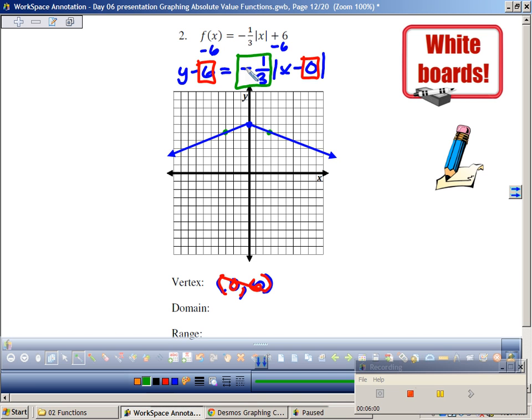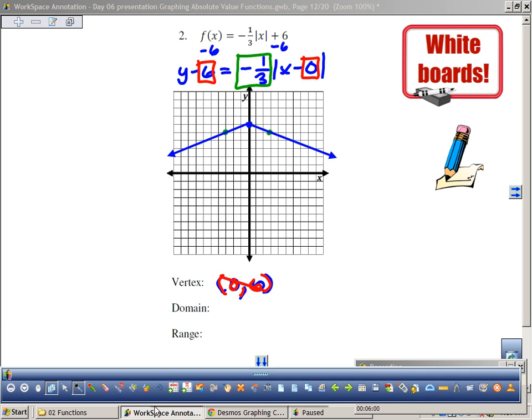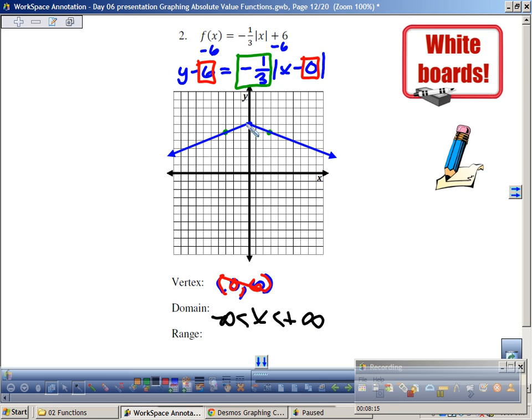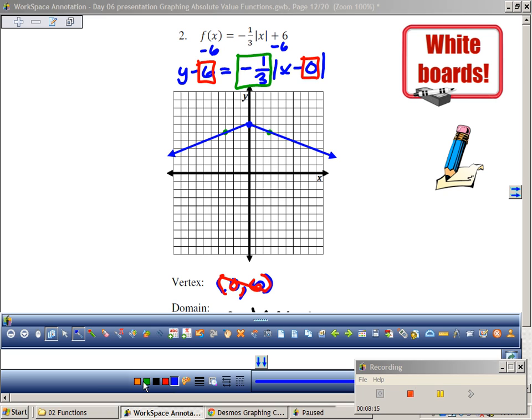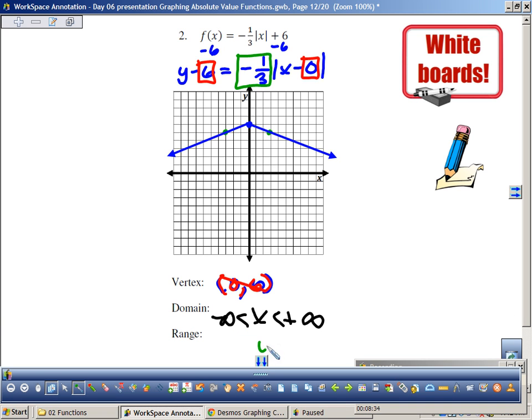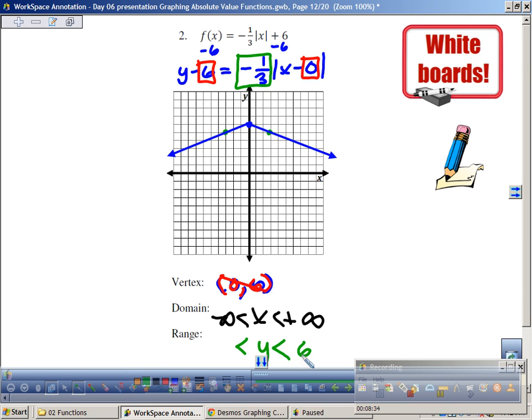Okay, so it makes sense of the problem. I'm not shifting on the x, I'm shifting up 6 on the y-axis. It has a slope of 1/3, which is going to be wide, or closer to 0, and it's negative, so it's pointing down. My domain, if I look in this direction and this direction, is x is in between negative infinity and positive infinity. And if I look at my range, it stops, has a limit at 6. So the very top of it is 6, and it goes on to negative infinity.